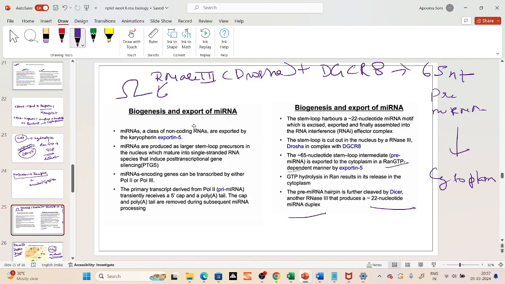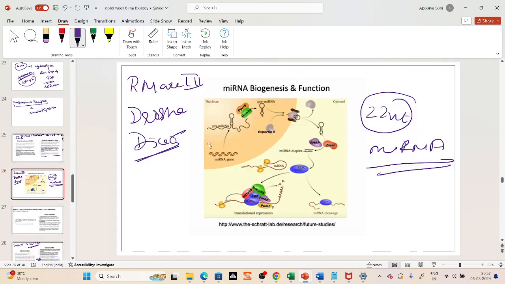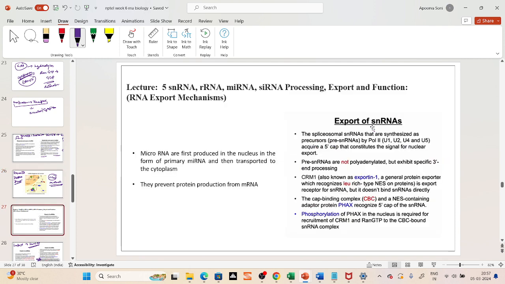Then we studied the biogenesis of miRNA. For miRNA, we require exportin 5. And then we studied how miRNA is formed. From the primary miRNA, this stem loop structure, DROSHA and DGCR8 act on it. It is converted into a 65 nucleotide structure. It goes out into the cytoplasm. Dicer acts, it is matured and forms a 22 nucleotide structure. Then we come to the export of small nucleolar RNA, which are your spliceosomal RNAs. For spliceosomal RNA, the receptor is exportin 1. And some other points you can just study.